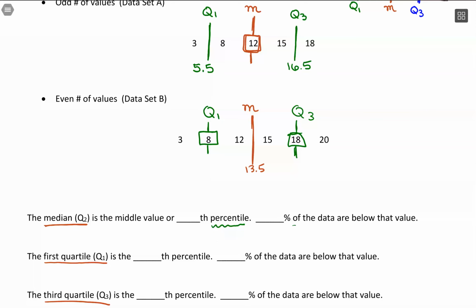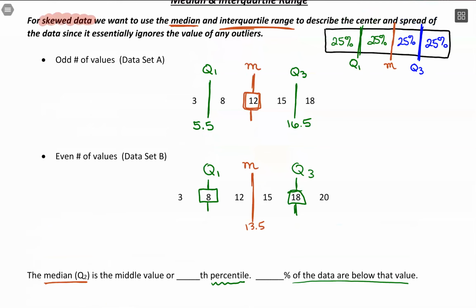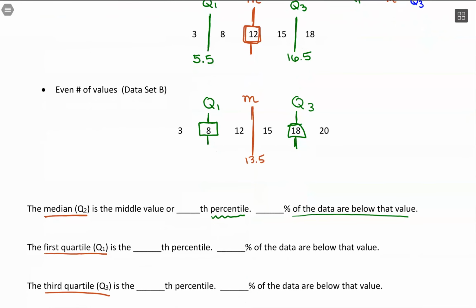Percentile relates to the percent of the data below. So with the median, we'd be looking at how much of the data is to the left-hand side, in that direction towards the lower values. So we have 50% of data below the median. That would be the 50th percentile, so 50% of the data is below that number.